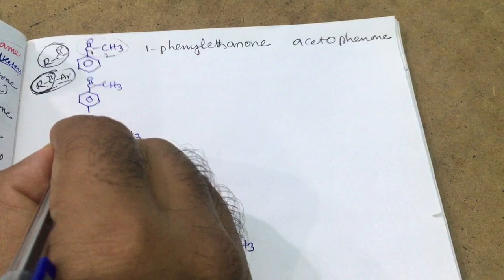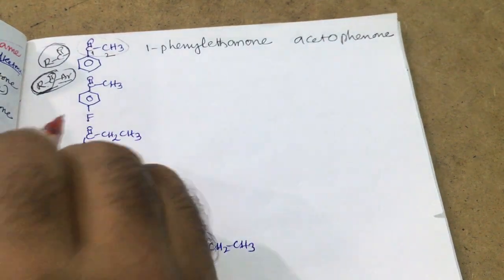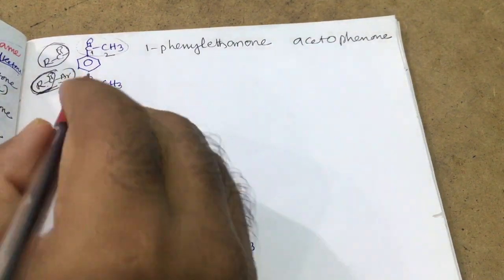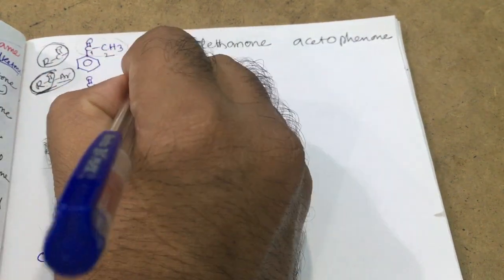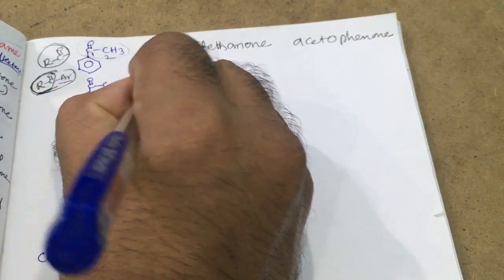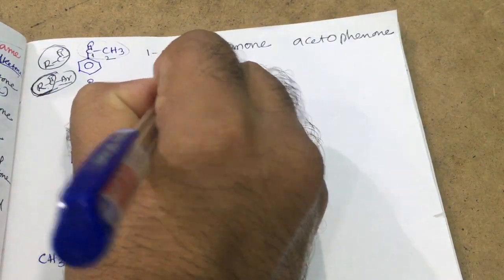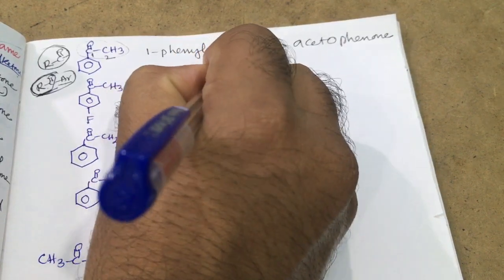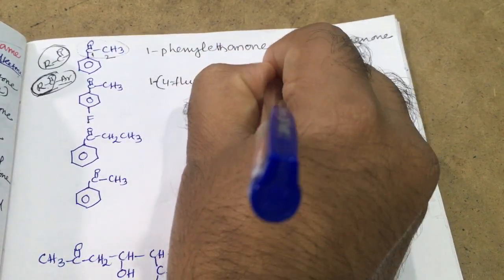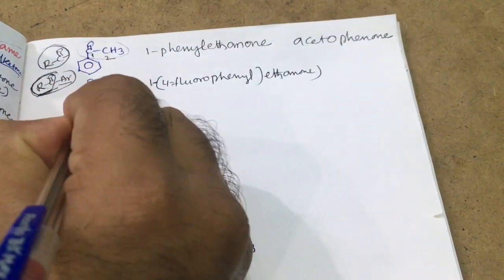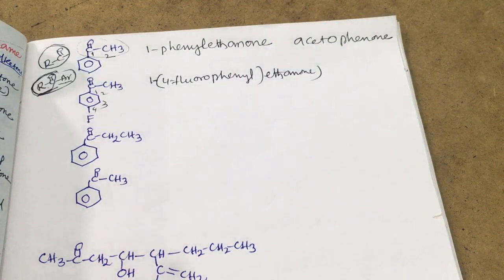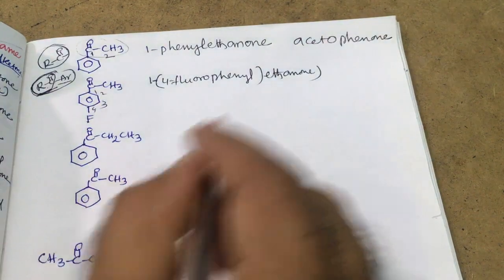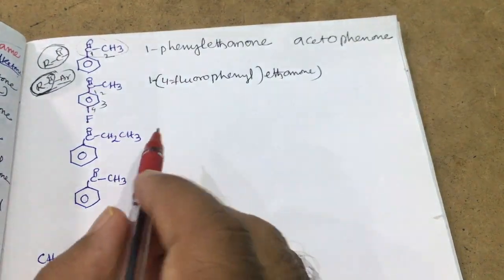Now it is the same but with an extra fluorine substituent present here. At the first position only phenyl is bonded, that's why 1-(4-fluorophenyl)ethanone. 1, 2, 3, it is the 4th position, that's why the 4th position fluoro is there, so 4-fluorophenyl ethanone. Its common name may not be present here.